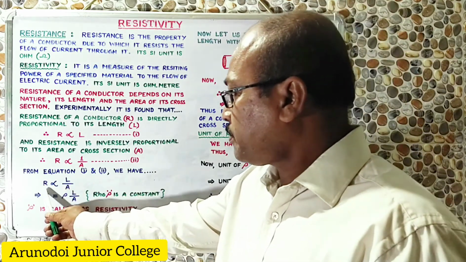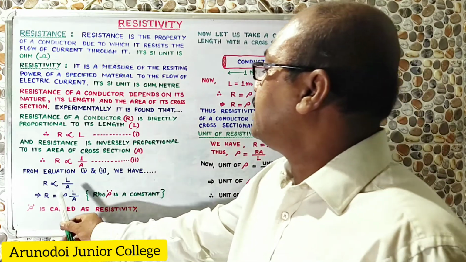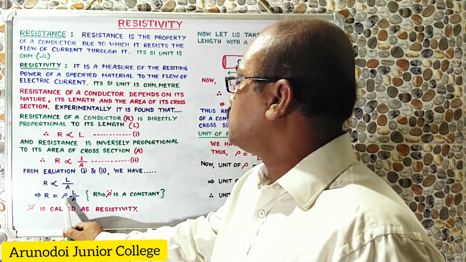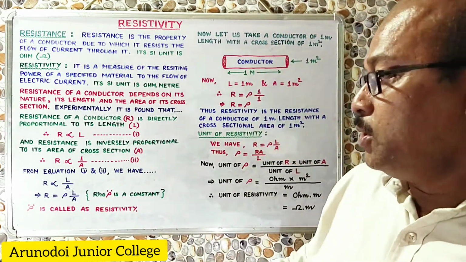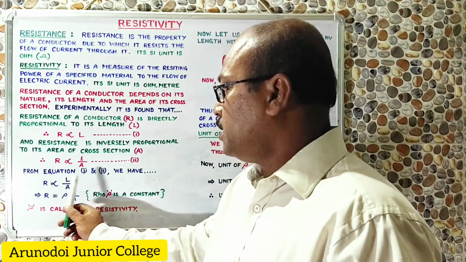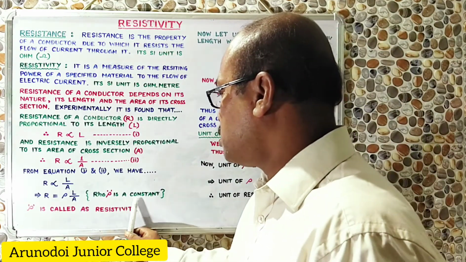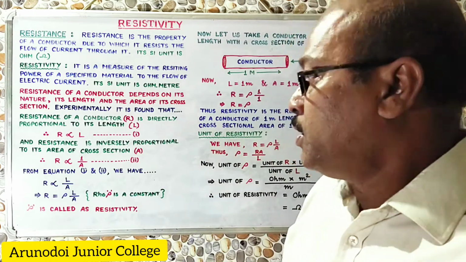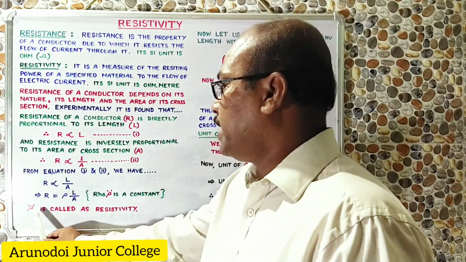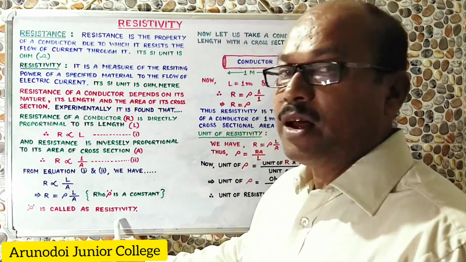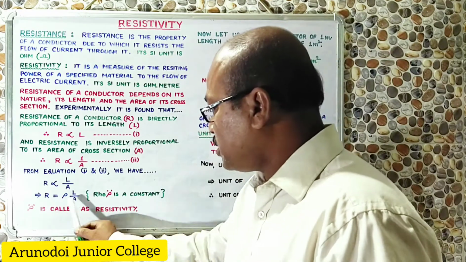Now, if we change this relation into an equation, we get R, that is resistance, is equal to rho L by A. This rho is a constant. By using that constant, we have converted the relation into an equation, and this rho, which is a constant, is called resistivity. So we have got R is equal to rho L by A. Here rho is called the resistivity of the conductor. Now what is that resistivity?